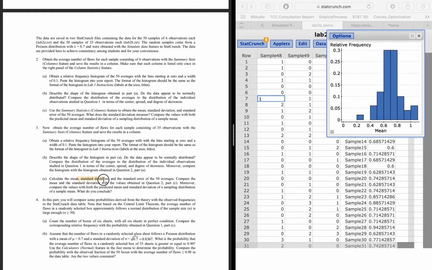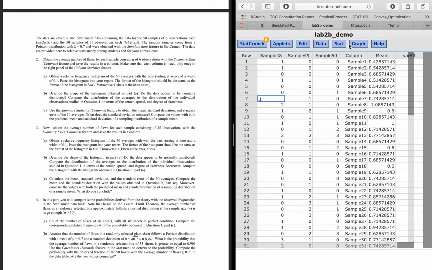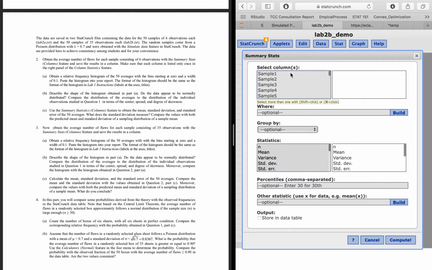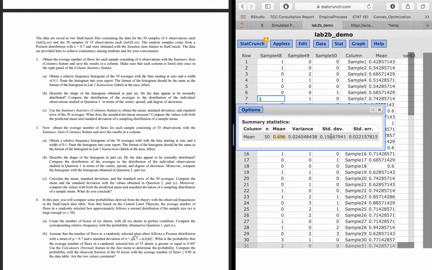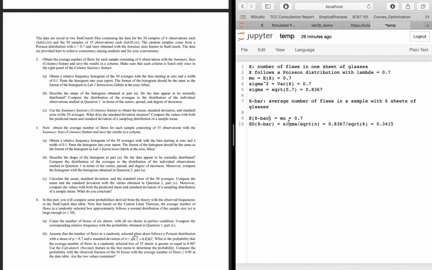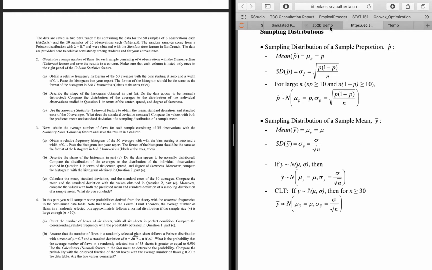Part 3 asks you to compute the mean, standard deviation, and standard error, compare this with the one in question 2, and also compare this with the sampling distribution. First, let's compute this: Statistics, Summary Statistics, Columns, and choose the mean, sample size, variance, standard deviation, and standard error. The mean again is very close to 0.7, and this is the standard deviation. You should do the calculation for sample size n equals 30 as well. Basically, x bar is the same, but you change the 6 to 30 and compare your expected standard deviation to the actually observed one to see whether they're close or not. I'll let you do this part of the work.